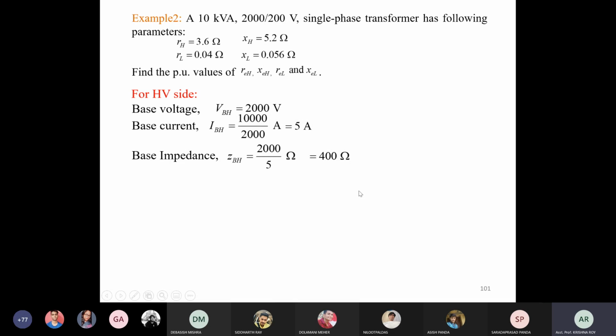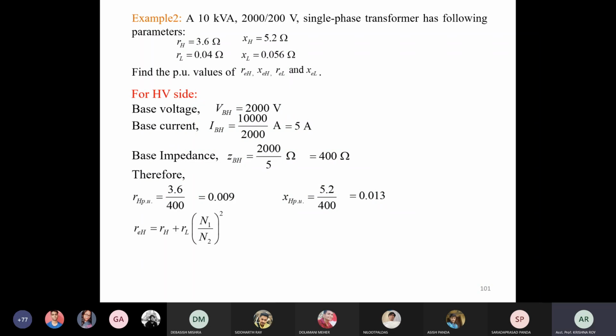With respect to this 400 ohm, you have to calculate REH and XEH. Now RH per unit is equal to this actual value 3.6 divided by the base impedance 400, that is 0.009, and XH per unit, that is 5.2 divided by 400, so you will get 0.013. That is very simple. You only have to calculate the per unit values of the high voltage side parameters RH and XH. Okay.